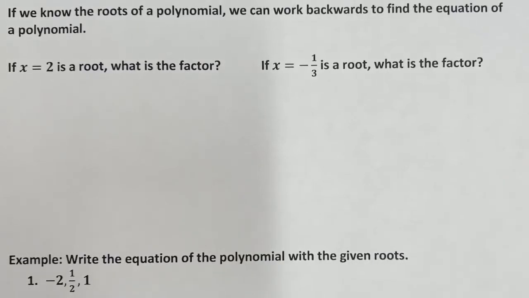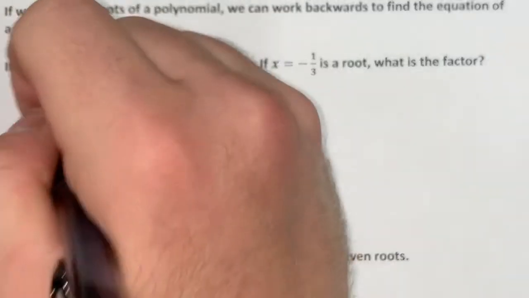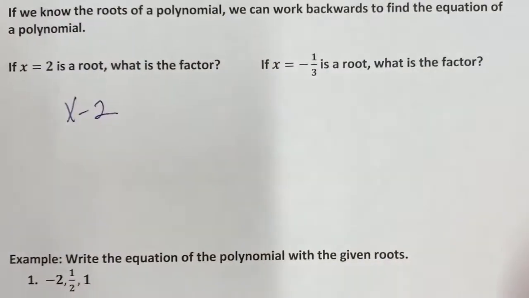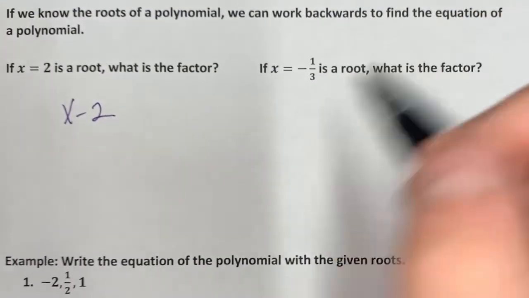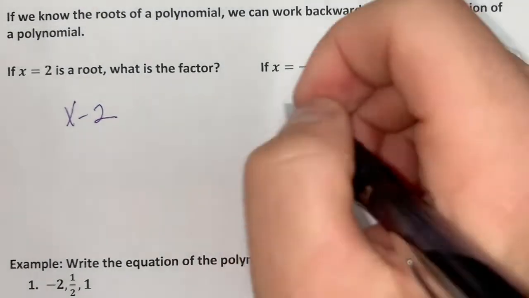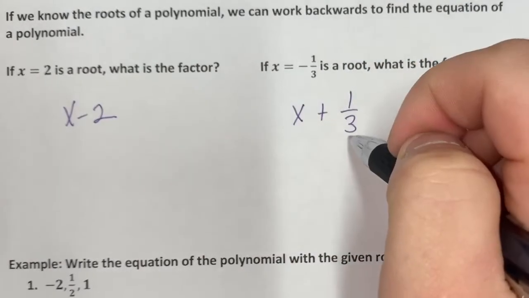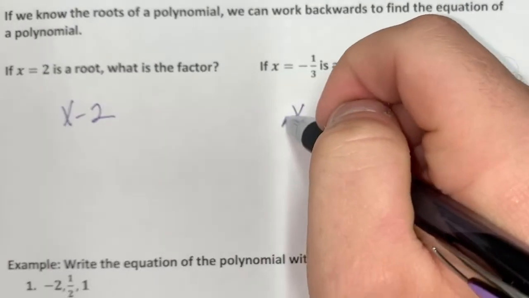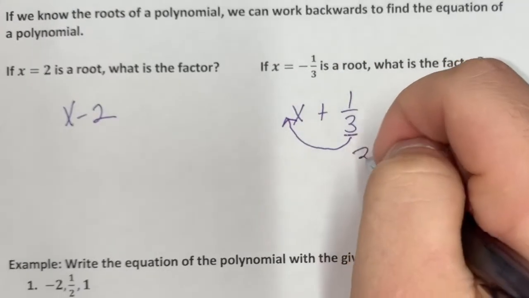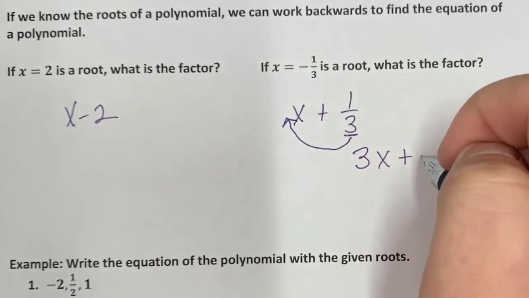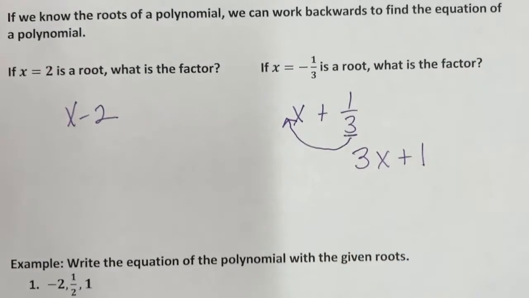All right, if we know the roots of a polynomial, we can work backwards to find the equation of the polynomial. If x equals 2 is a root, what is the factor? The factor would be x minus 2. If x equals negative 1/3 is a root, what is the factor? The factor would be x plus 1/3, which we typically don't write as a fraction. We can take this denominator and slide it back in front of the x. So the factor we want to use would be 3x plus 1.